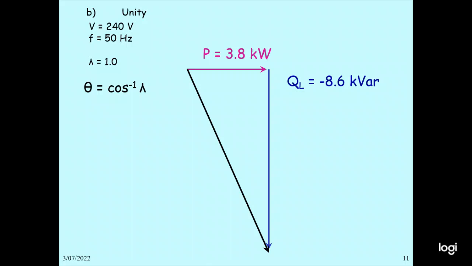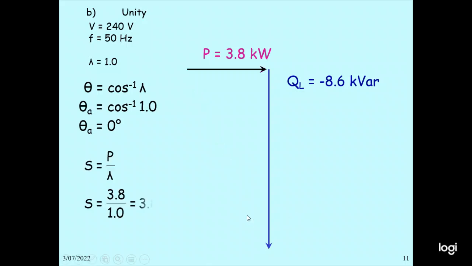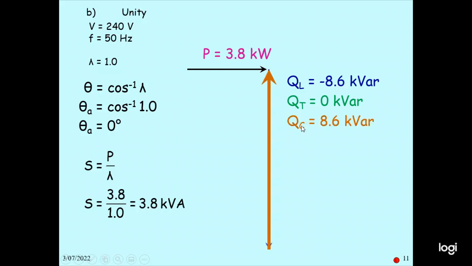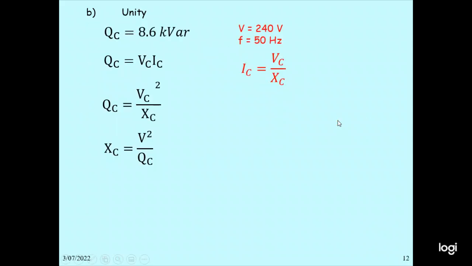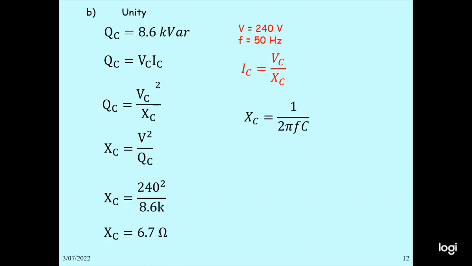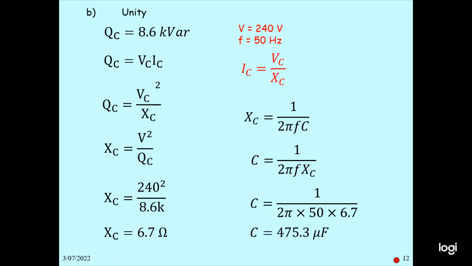To get the unity power factor, the voltage is 240 volt, frequency 50 Hz, and lambda equals 1. So cos inverse 1 is 0 degree. S equals 3.84 divided by 1, so P by power factor, 3.84 kVA. Q desired equals QS minus 8.8 kVA, so Q desired equals 0 kVA and QC equals 8.8 kVA. XC equals V squared by QC, so 240 squared divided by 8.8k gives 6.7 ohm. Then XC equals 1 over 2 pi f C, so 1 over 2 pi times 50 times 6.7 gives 475.3 microfarad.